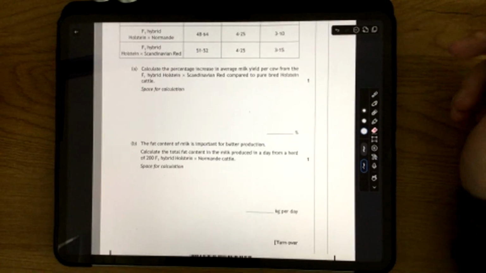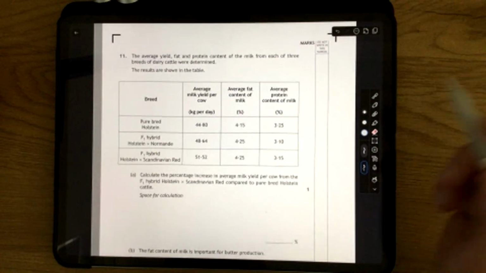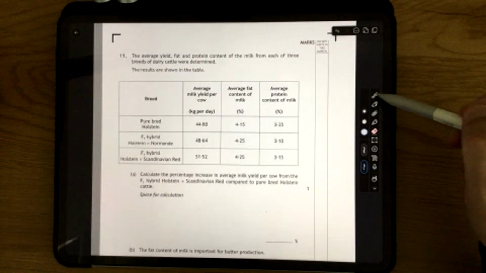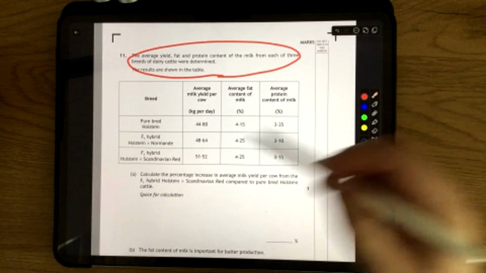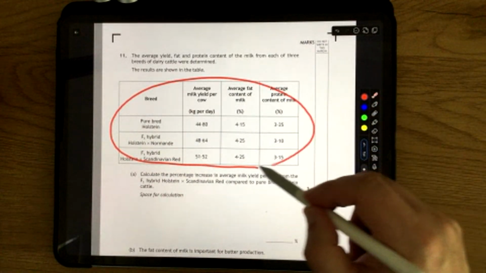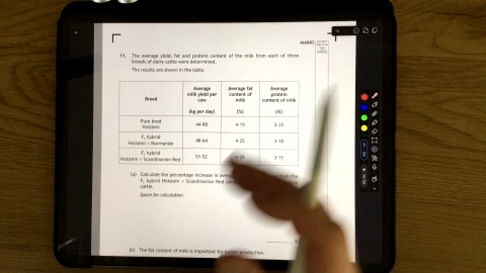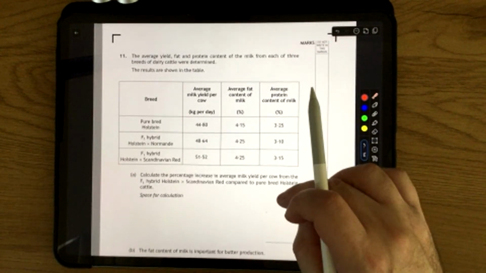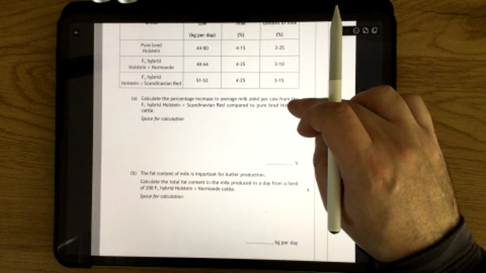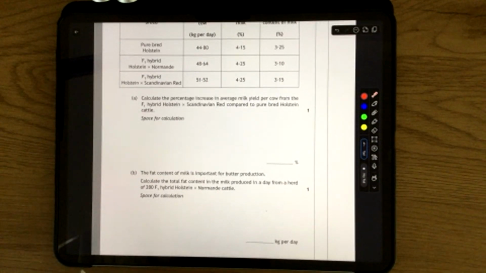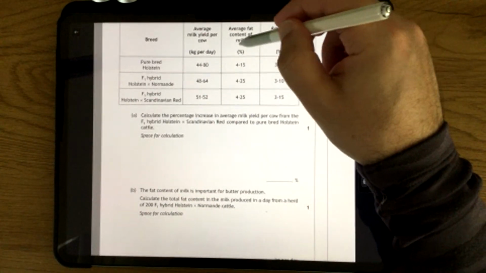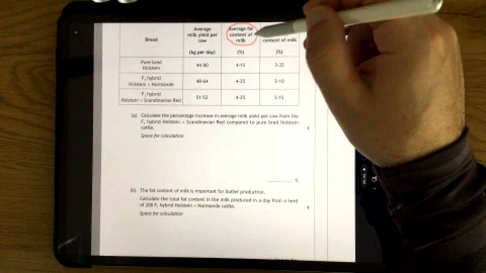Right, so as before, we've looked at the context, right? So stage 1, taking the context of the question. Stage 2, deciphering what the actual results are saying, right? And that will allow us then to go on and do the question B. So the fat content of milk is important for butter production. So I'm saying that it's going to be here, right?